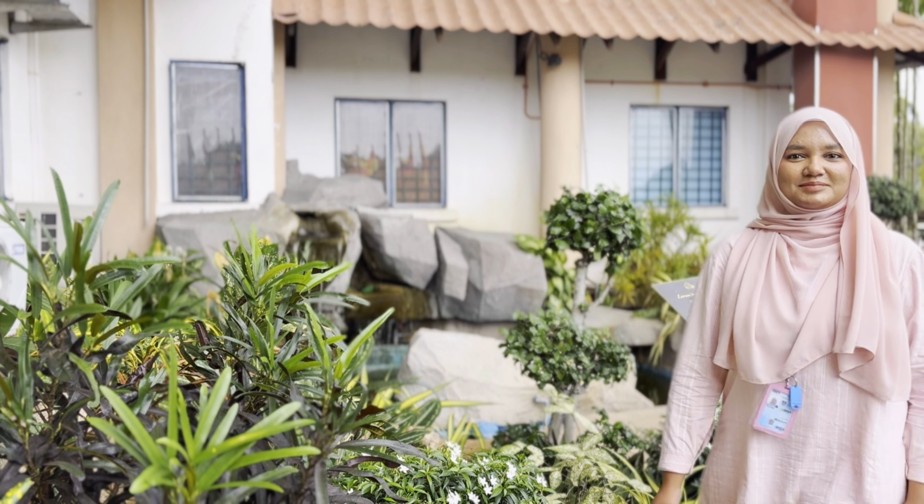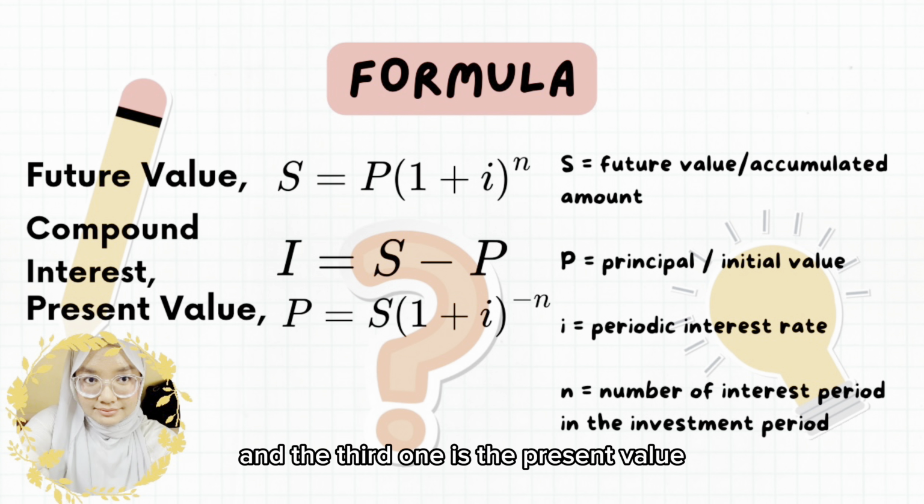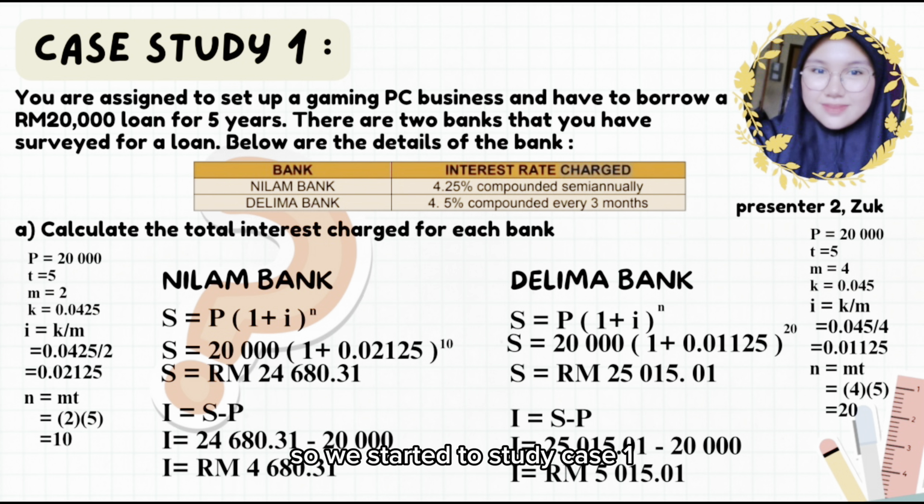So these are the formulas that will be substituted in the case studies. The first one is the future value, which is S equals P bracket 1 plus i to the power of n. The second one is the compound interest, I equals S minus P. And the third one is the present value, which is P equals S bracket 1 plus i to the power of negative n. So we start to study case 1.